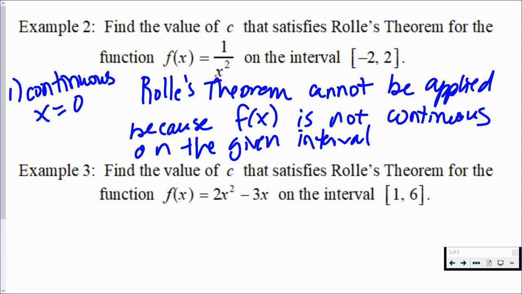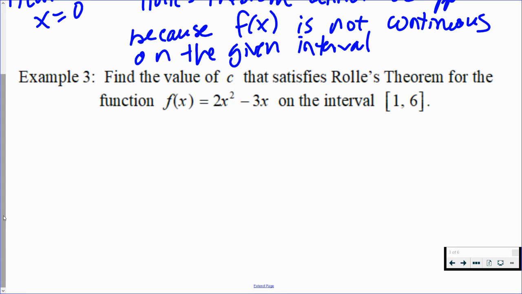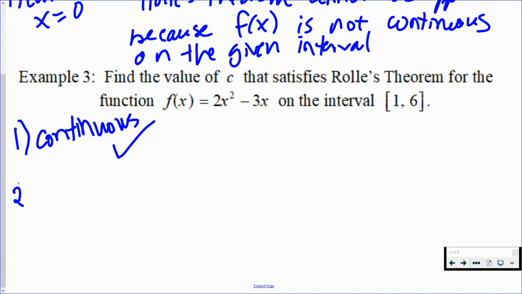Let's take a look at the next example down here. Find the value of c that satisfies Rolle's theorem for the function 2x squared minus 3x on the interval 1 to 6. Okay, so first thing we need to check, yeah, right here. Okay, why is my pen acting up? Let's see. First thing we need to check is the function. There we go. Continuous. Again, it's a polynomial. They're continuous everywhere. Okay. Next, is it differentiable? So is the derivative continuous?